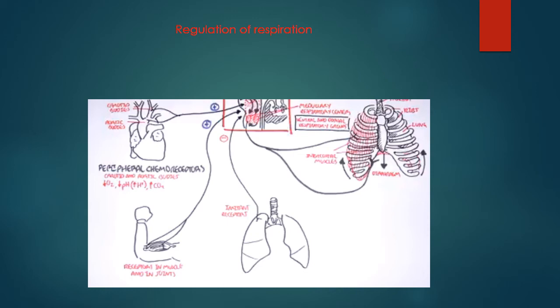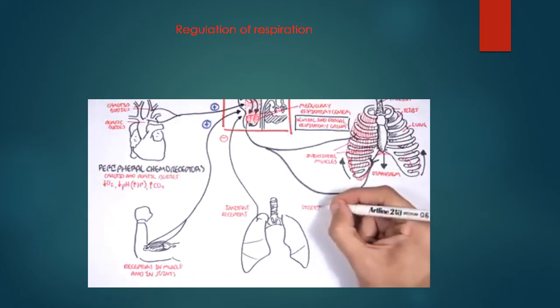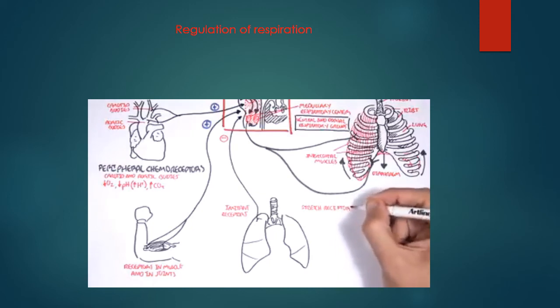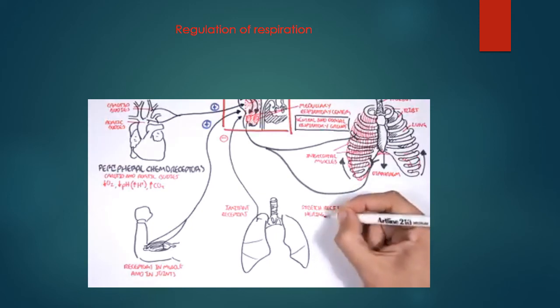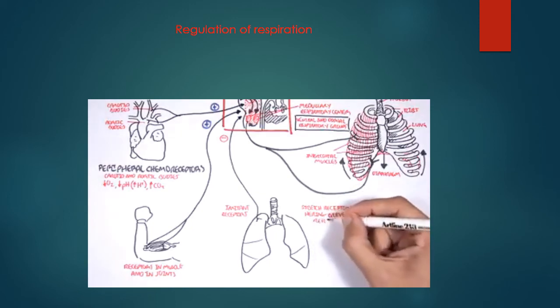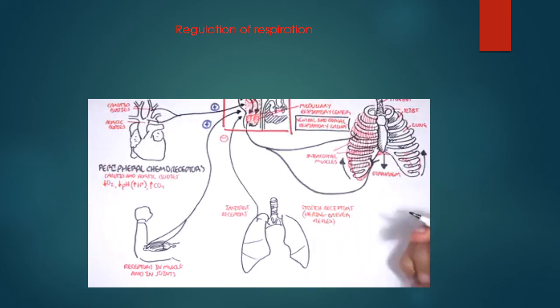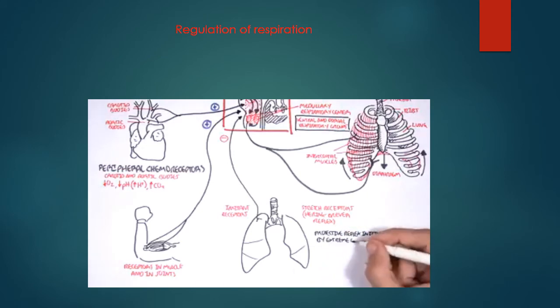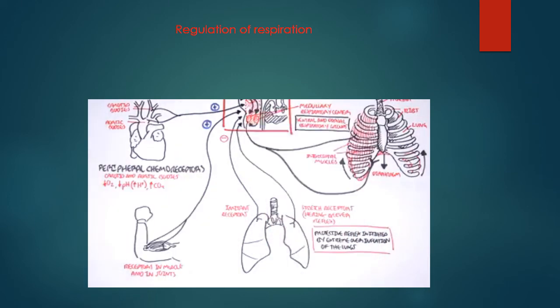And then you have stretch receptors in the lungs, which cause the Hering-Breuer reflex, a protective reflex initiated by extreme overinflation of the lungs. When these stretch receptors are stimulated, they will suppress respiration, so they will slow down the respiratory rate.